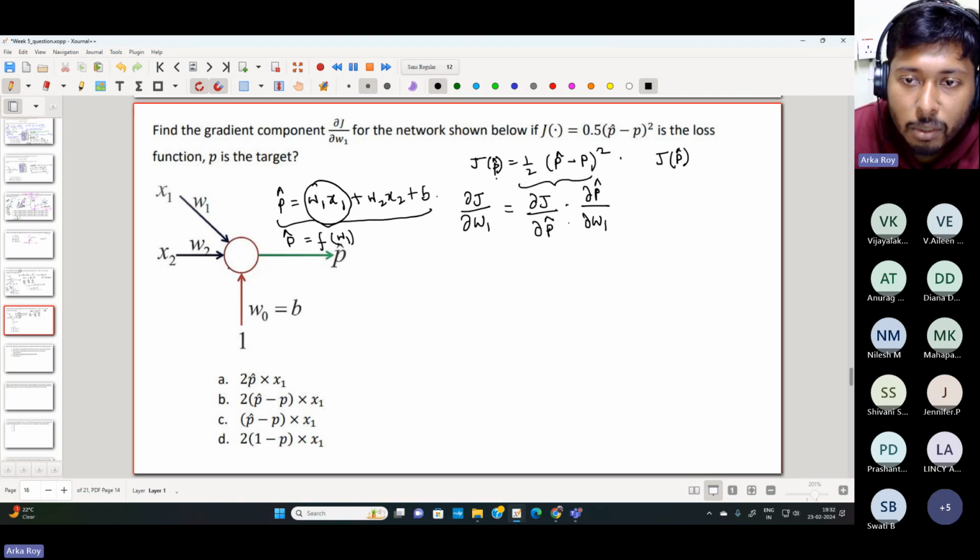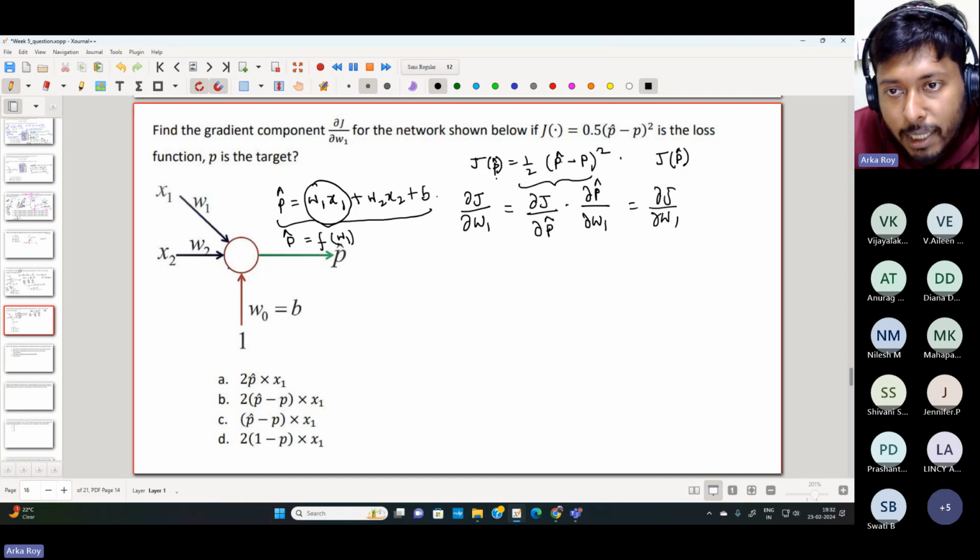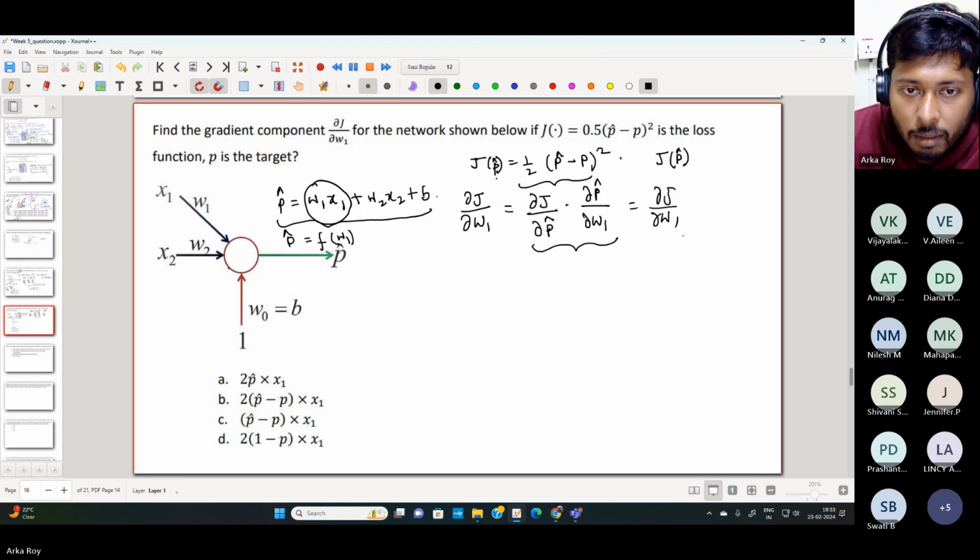So now from the chain rule, you can observe that this del p hat will cancel, and you will end up with del J by del w1. Because you cannot see any term of w1, you need to use the chain rule. First, J is dependent on p hat, so you take the derivative of J with respect to p hat. And then p hat depends on w1, so you take the derivative of p hat with respect to w1. And this will give you del J by del w1. Yes, sir. Thank you. Okay.